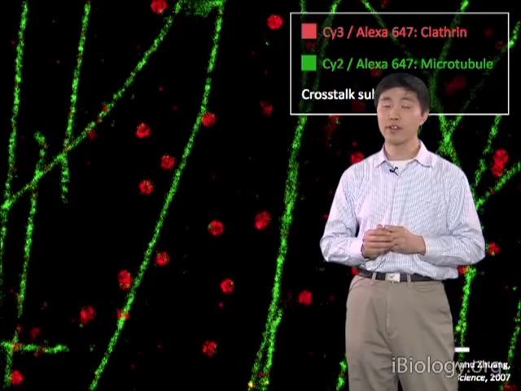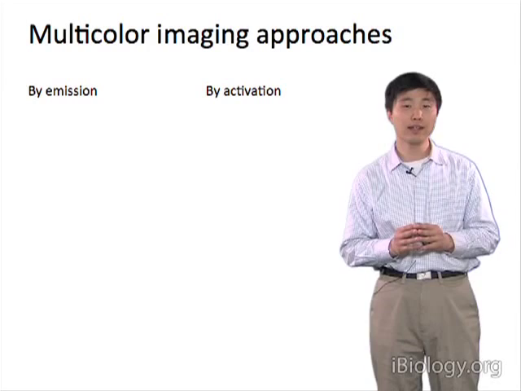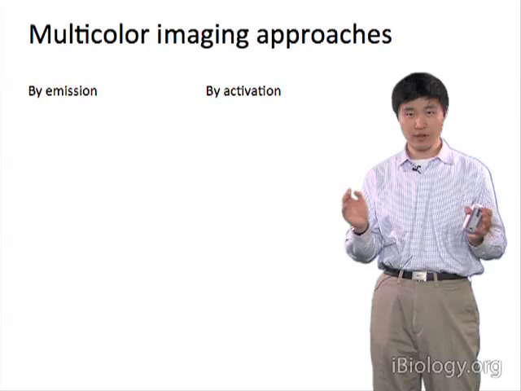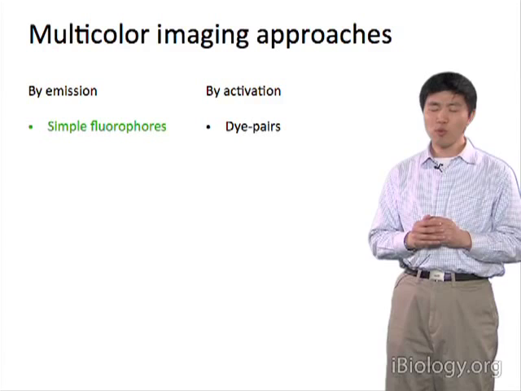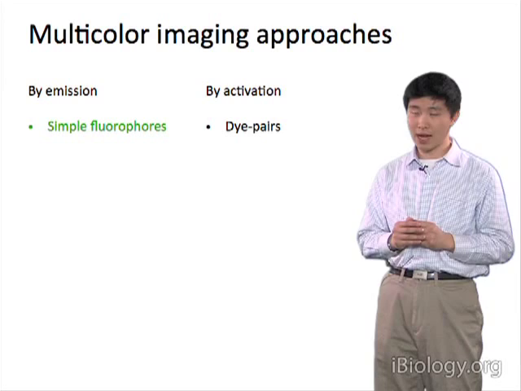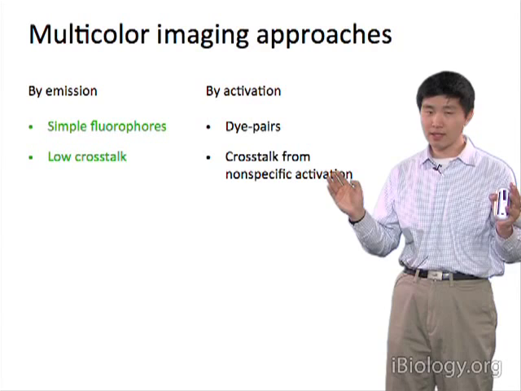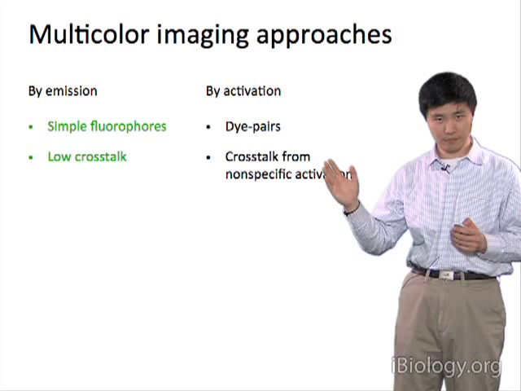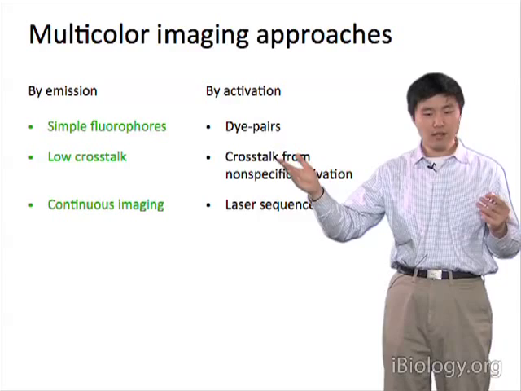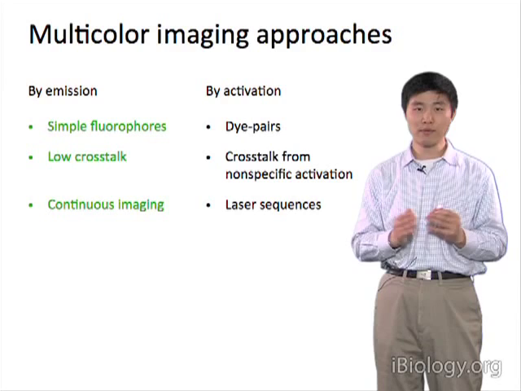So we have discussed these two different multicolor imaging methods: one using different emission wavelengths, one using different activation wavelengths. The advantage of using different emission wavelengths to distinguish fluorophores is that you can use simple fluorophores instead of dye pairs, and it has very little crosstalk. The activation method has crosstalk because the red laser can also activate the fluorophores. The other advantage is that you can just turn on a laser and collect the image continuously, whereas if you want to use different activation wavelengths, you have to have a shuttered laser sequence.